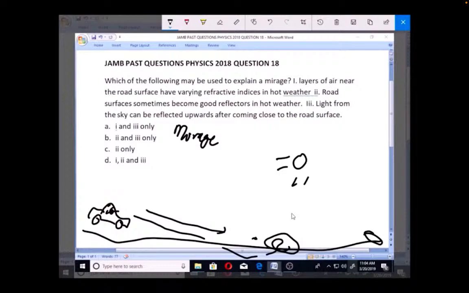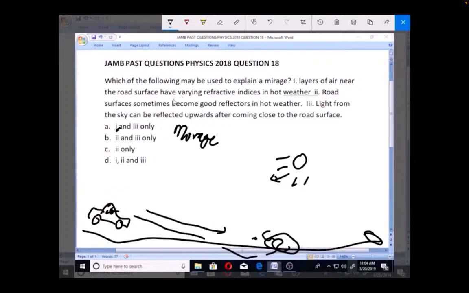If you drive a car often, you may have noticed this once or twice in your lifetime, or several times. When you're driving, you see something that looks like a pool of water, but it does not actually exist. It is because of the hotness of the weather and the reflection of the light rays from the sun. Now, taking this in perspective with the question, what are the likely answers? Layers of air near the road surface have varying refractive indices in hot weather. That is true. So I is true.